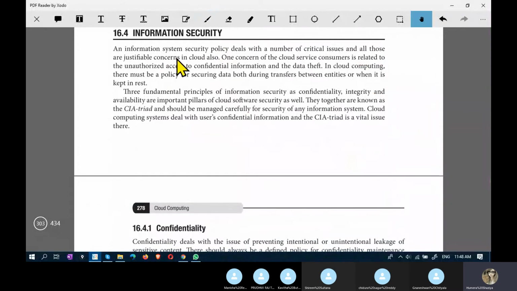Information security deals with the security policies related to an information system. You are studying information security, right? Information security deals with a number of critical issues. What are the critical issues? Like confidentiality, integrity, and so on.